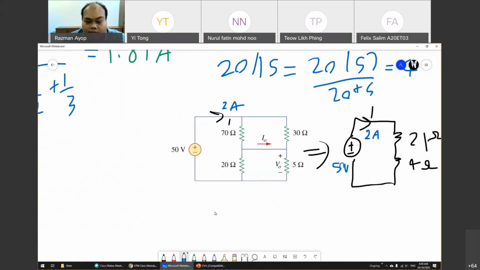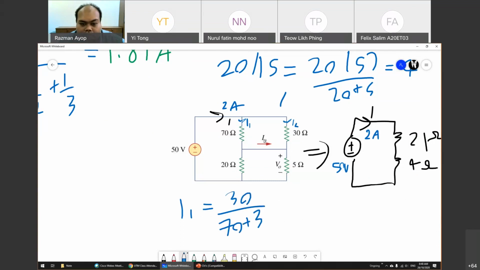Then you can use the Kirchhoff voltage or current division rule. So you use the current division rule to get the current here and here. This one is I1, this one is I2. I1 equals, remember to use the opposite side. If you want to get I1 here, you have to use the opposite side: 30 divided by 70 plus 30 multiplied by 2, the total current here.